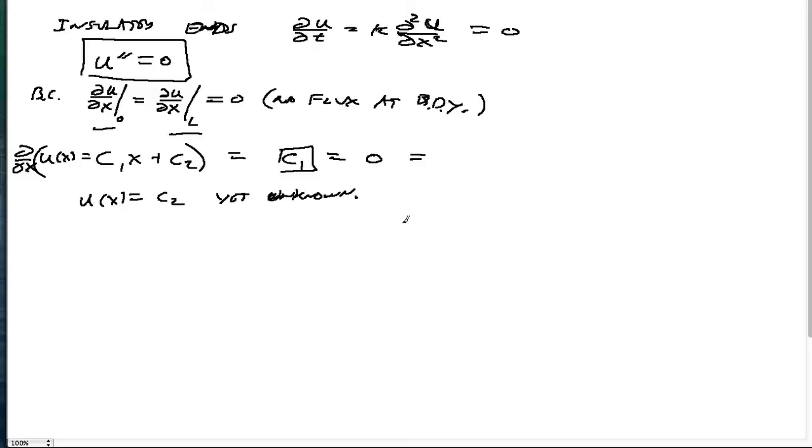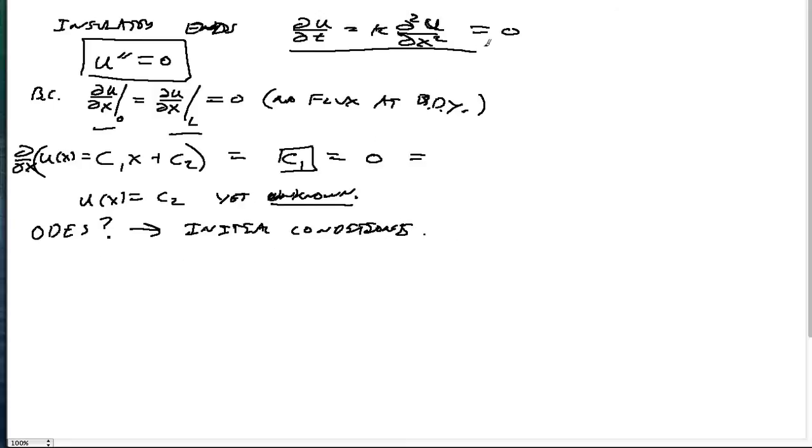So what do we do to figure out this unknown constant? These boundary conditions did not help us find c2. So we need to appeal to what we knew about ODEs. We had initial conditions. So what do we mean by initial conditions? When we started, we wanted to find u of x comma t solutions, right? Solutions involving a time variable.